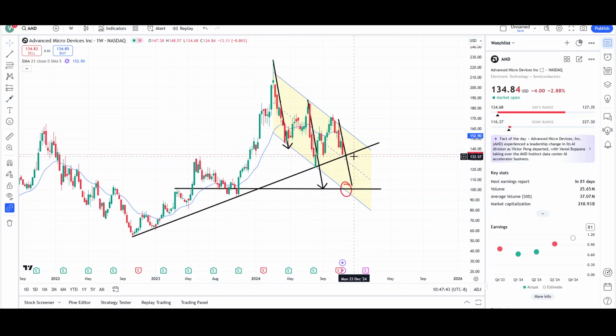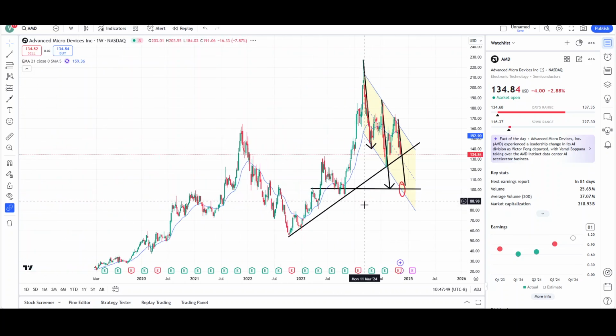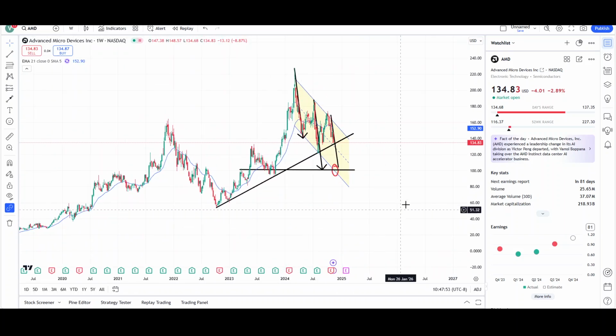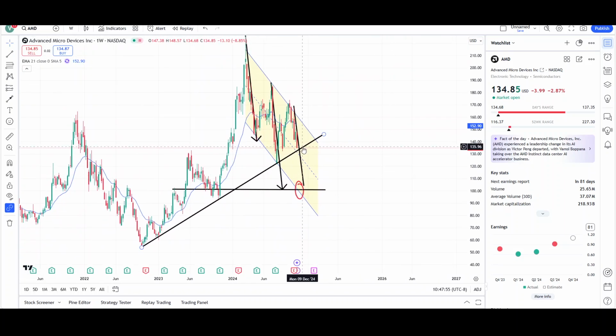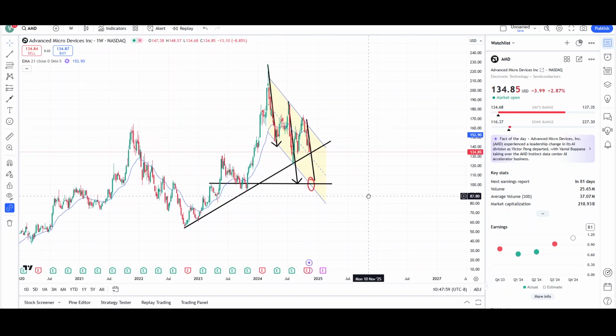Looks like it's going to be right around the 132 level. We'll see if this trend line holds. If it doesn't hold, it's probably going to break down lower towards the $100 level. So again, price could bounce from that long-term trend line. But if it doesn't, then you know where it's headed.